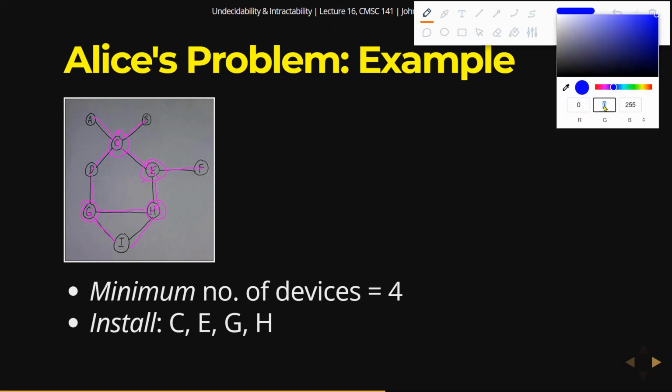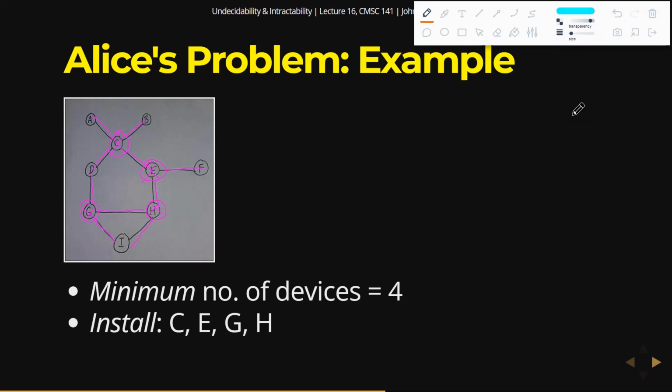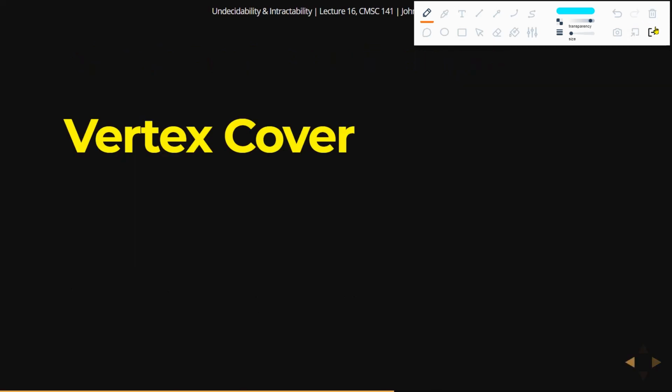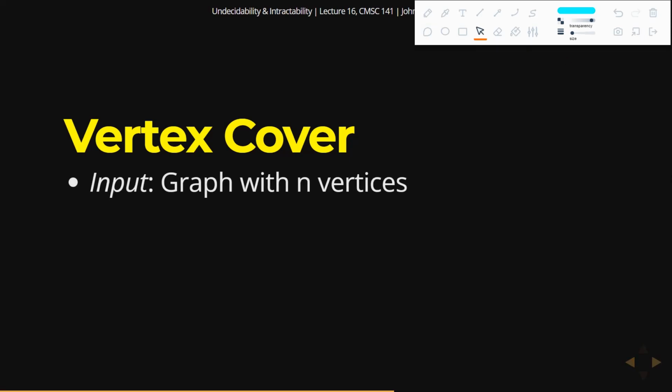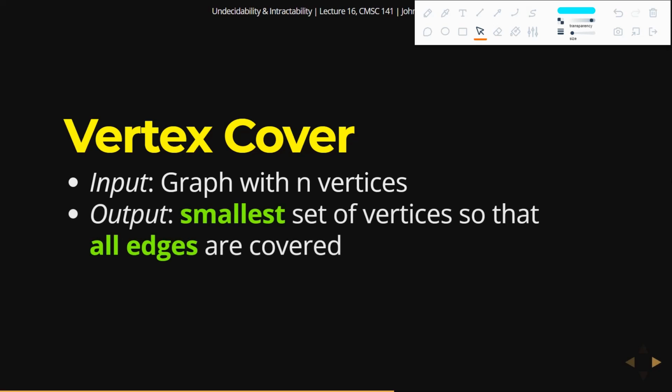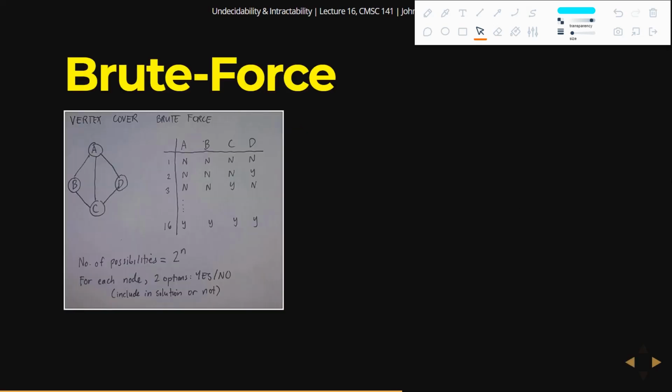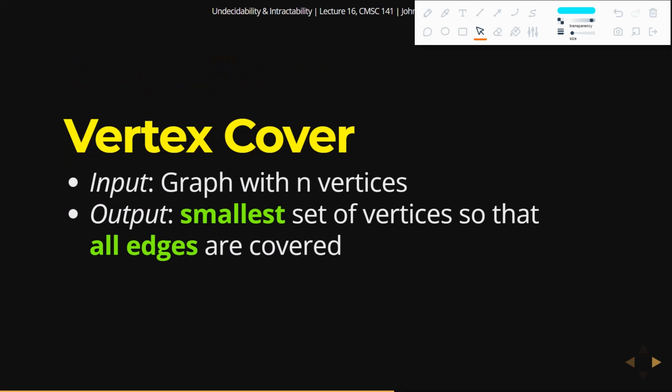So that is the problem of Alice. Formally, that is called the vertex cover problem. In the vertex cover, you're given a graph with n vertices, and your output is the smallest set of vertices. So you pick some vertices so that all edges are covered by those vertices. That's why it's called vertex cover.